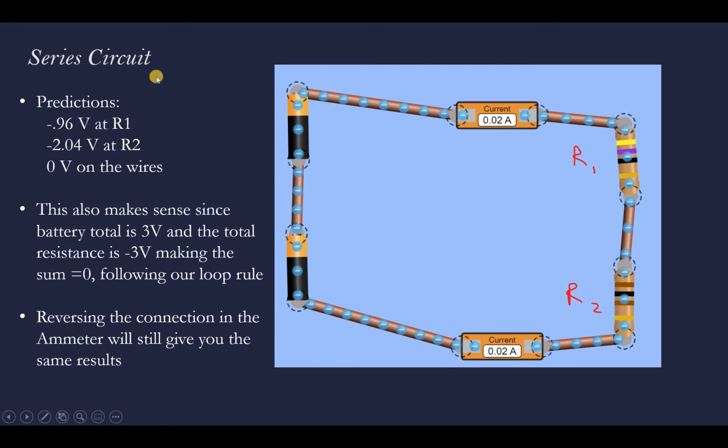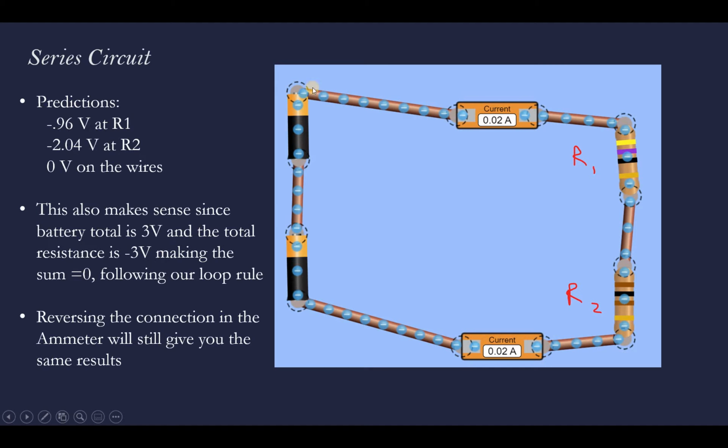So for the series circuit, first we set up a circuit with 2 resistors and 2 batteries. The battery total voltage is 3. For my prediction, I assume R1 will be negative 0.96 volts, R2 will be negative 2.04 volts, and then there will be 0 volts throughout the wires.